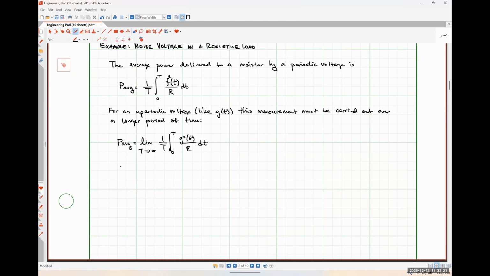We are going to define our noise voltage seen by the resistor, Vn squared, as our average power divided by our resistor value, which will simply be the limit as t approaches infinity of the integral from 0 to t of our voltage waveform squared.